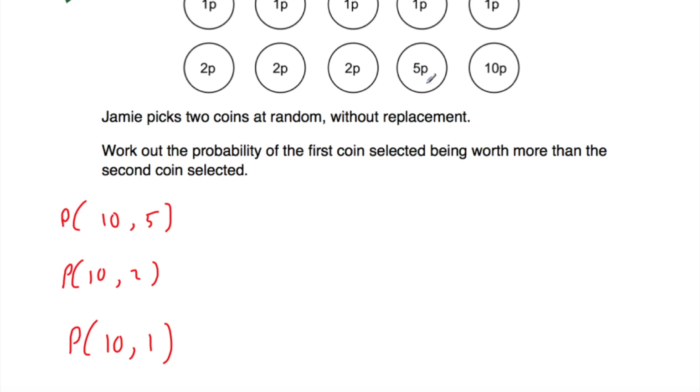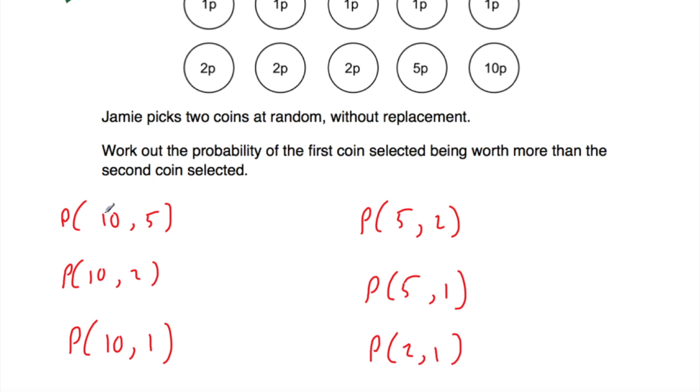Okay, so now if we look at 5p, that would be the probability of him picking a 5p and then a 2p, and also a 5p and a 1p, and finally there'd be the probability of a 2p and a 1p. So there are all the options where the first coin is worth more than the second coin: a 10p and a 5p, a 10p and a 2p, a 10p and a 1p, a 5p and a 2p, a 5p and a 1p, and a 2p and a 1p. They're all the options that would work.